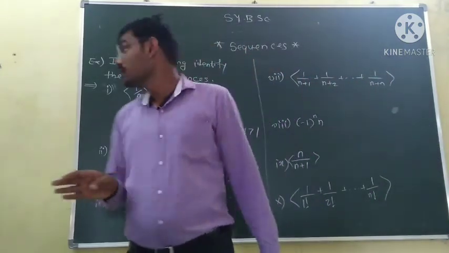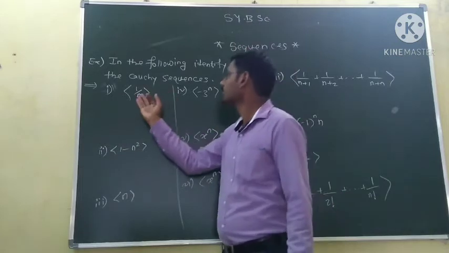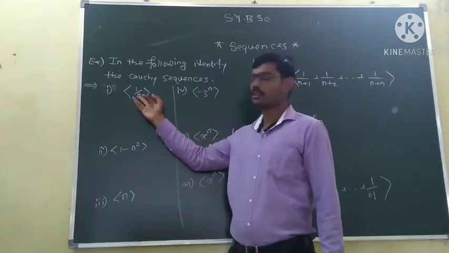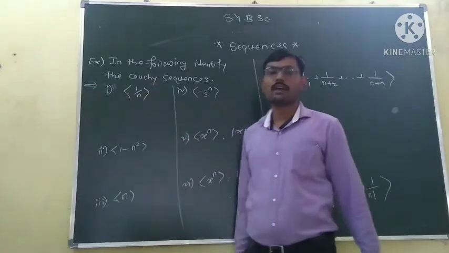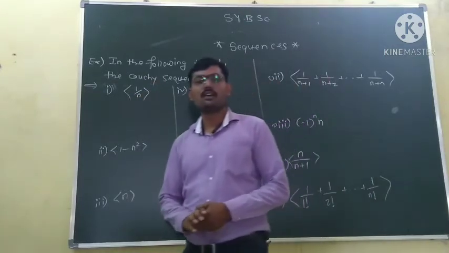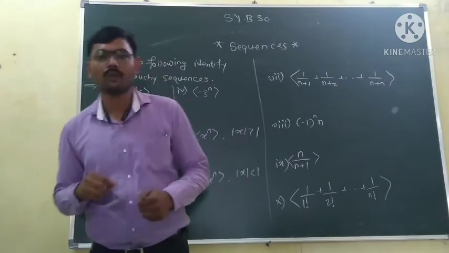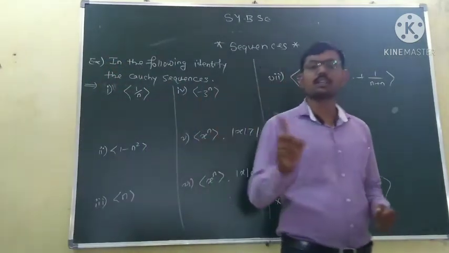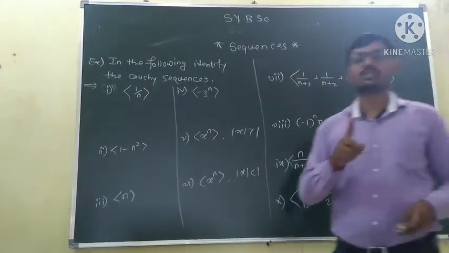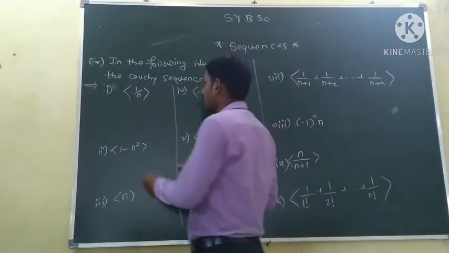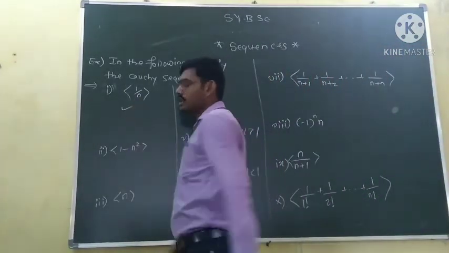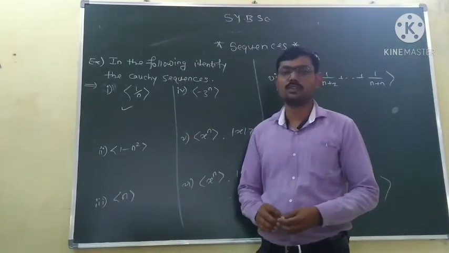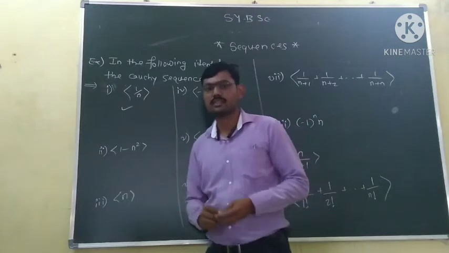So the first example is the sequence whose nth term is 1 by n. We have already seen this example and proved that the sequence 1 by n is convergent and converges to limit 0. This implies it is a Cauchy sequence, because it is a convergent sequence.